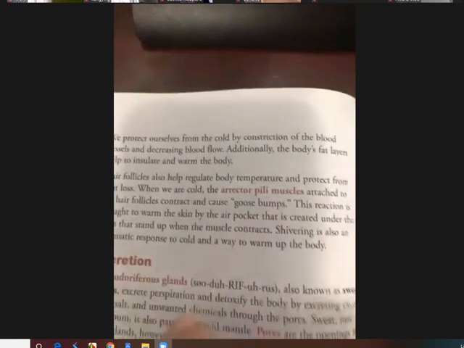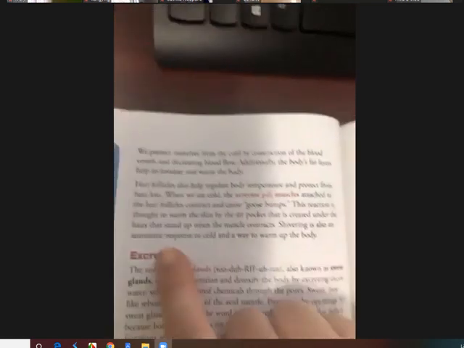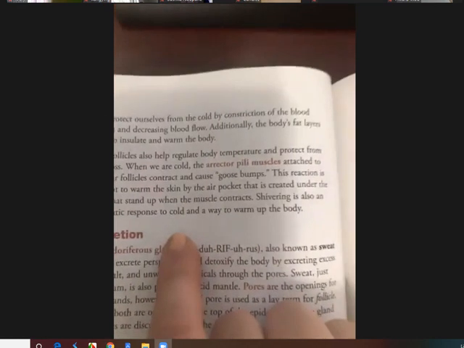Shivering is also an automatic response to cold and a way to warm up the body. Okay? Shiver, you know, right? Sometimes when you're cold, you go, you know, you shake, you know, you start to shake. Shivering. Shivering is an automatic response to cold. And that can actually help to warm up your body.